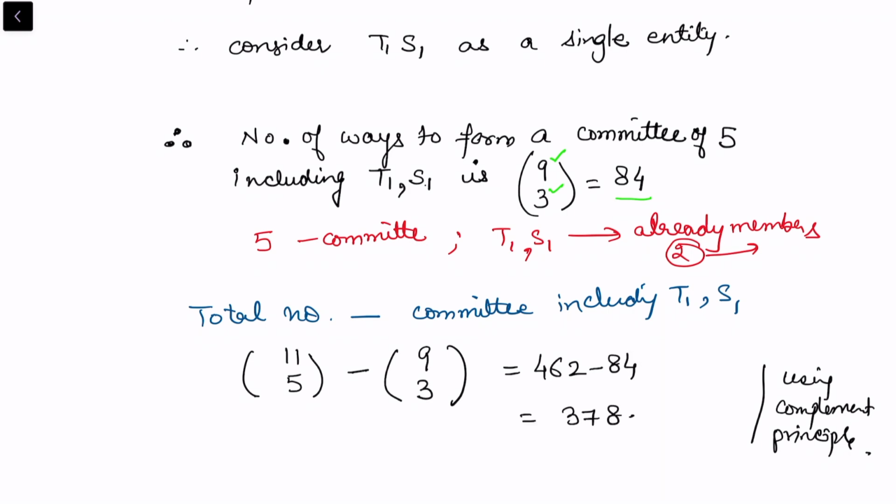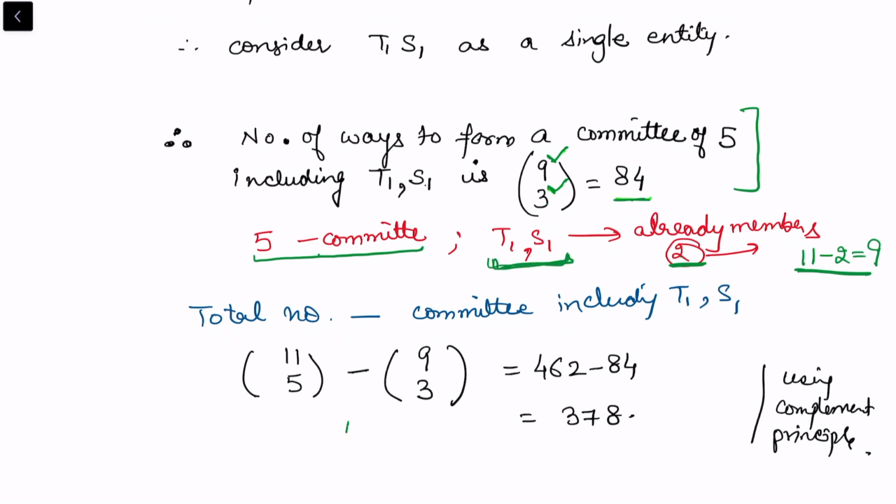We can look at this again if this particular point is not clear. 9, because 2 members are already taken up. So out of 11, 2 are already selected, that leaves 9. The remaining members are 9, so that is why I have selected 9 here. And we want to make a committee of 5 people. Since 2 are already selected, 3 more are to be selected, so that is why we selected 3 here. So 9C3 is 84, in which T1 S1 are every time members.